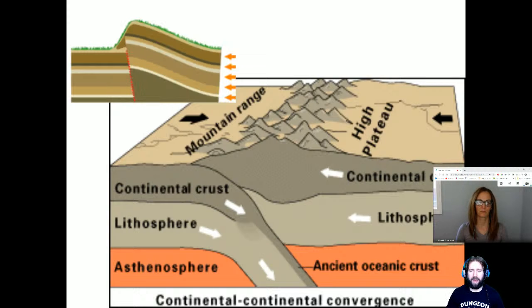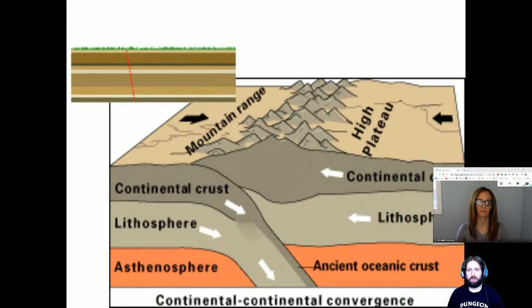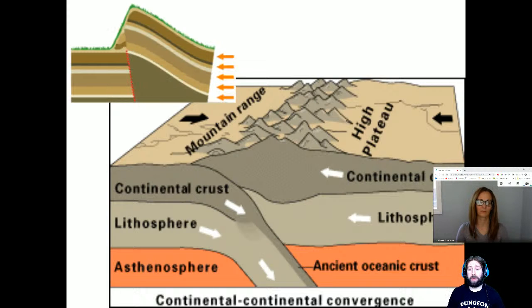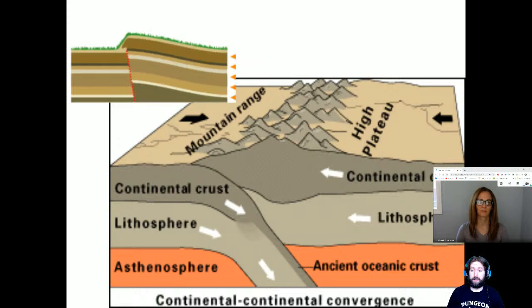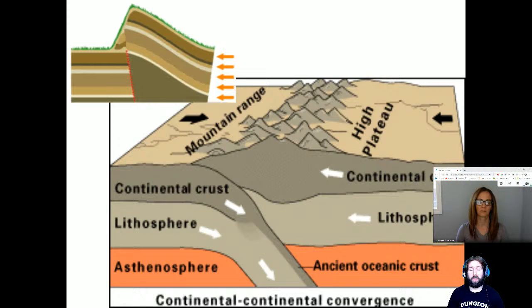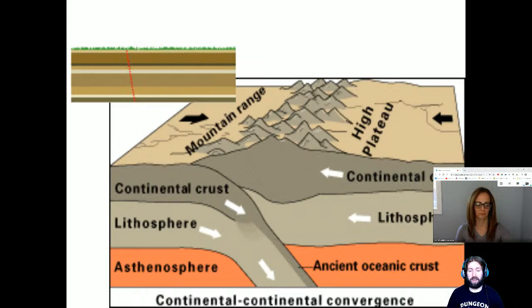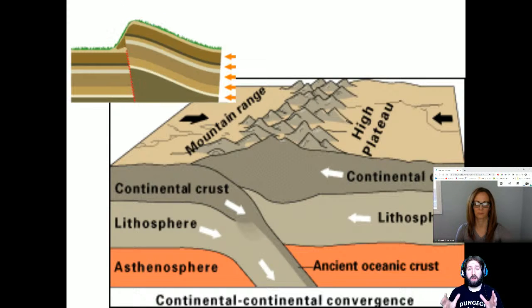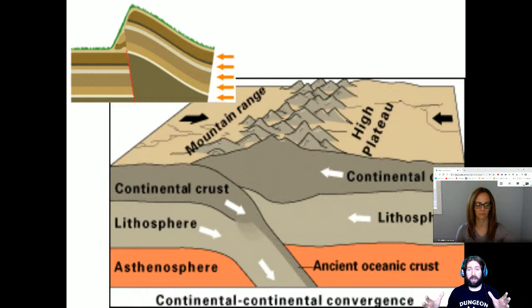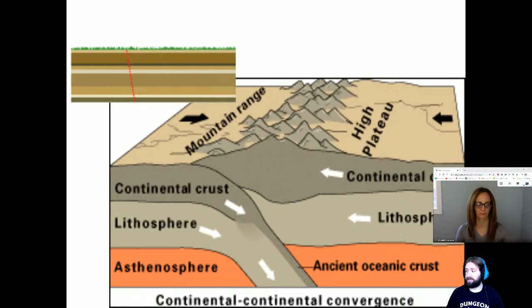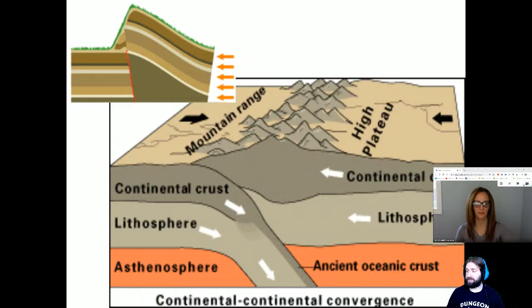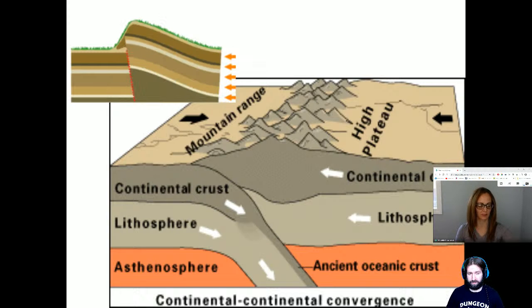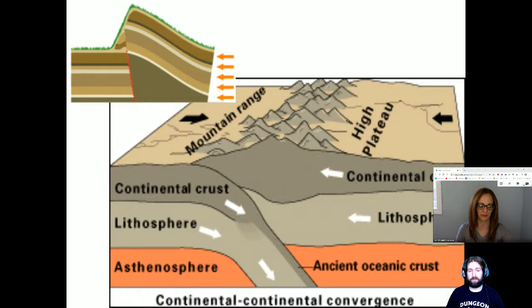So here we don't have a trench, we don't really have much volcanism, but we do have mountain ranges being formed. And this currently is going on in northern India with the Himalayas. That is a part where there is a convergent plate boundary between two continental plates, and so that is rising. Keep in mind too that it's a very slow process. It looks like it happens quickly in the picture, but it definitely does not.